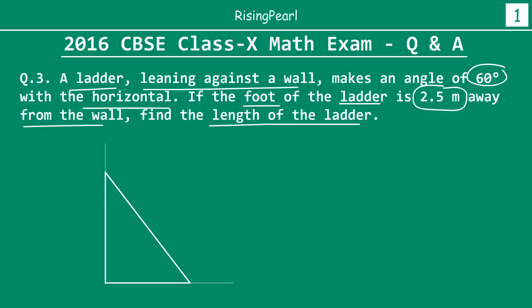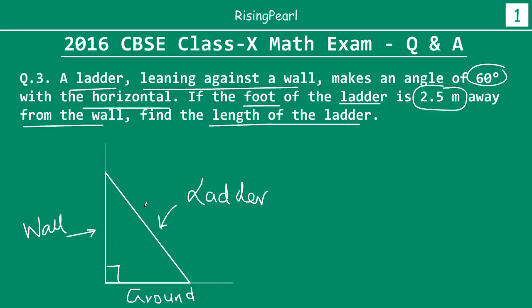So in other words, let's fade out the excess. What we have is basically this. This is the wall, and this is the ground or the horizontal, and this is our ladder. Now we know that this is a right angle triangle because the ground and the wall are at 90 degrees. We can easily assume that the wall and the ground make a 90-degree angle.